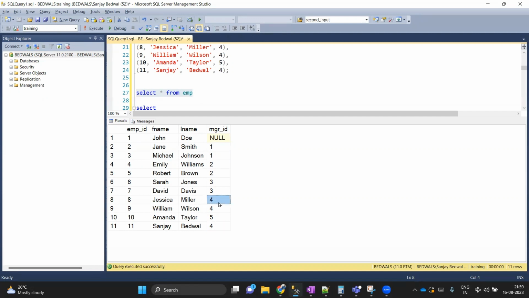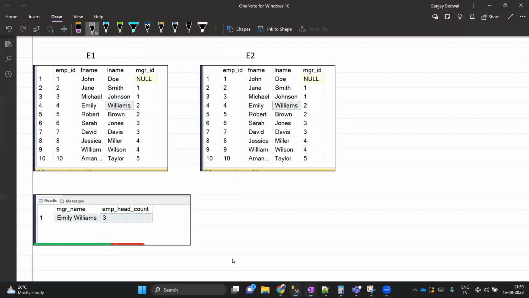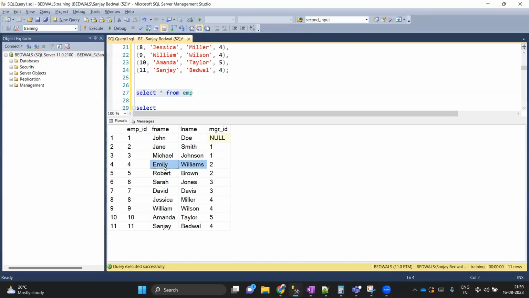Now, if we backtrack again, who is that manager having ID equal to 4, we will know that Emily Williams has the maximum number of employees working under her. And those employees are Jessica, William, and Sanjay. So our answer is Emily Williams. And we also need to print the count of employees working under her. So the answer should be Emily Williams and 3.